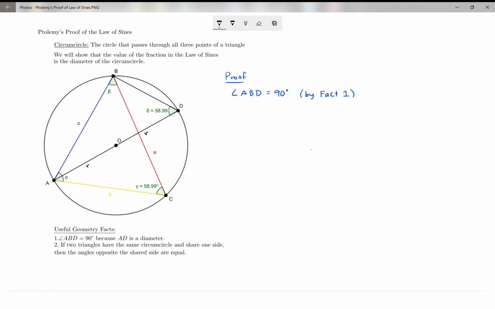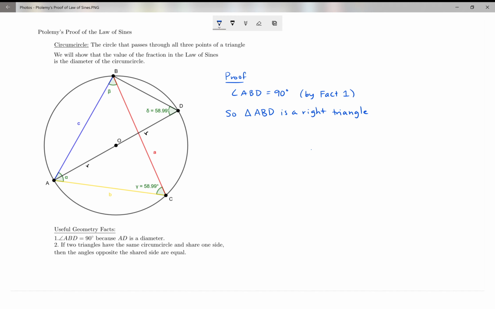Okay, so back to what we were saying. Angle ABD is 90 degrees, so that tells us that triangle ABD is a right triangle. This is important because with right triangles we can get all of the trig functions that we've talked about in class. For any of the angles in that right triangle we could calculate the sine, the cosine, the tangent, and so on. But what we're interested in here is the sine, because we're trying to get the law of sines.